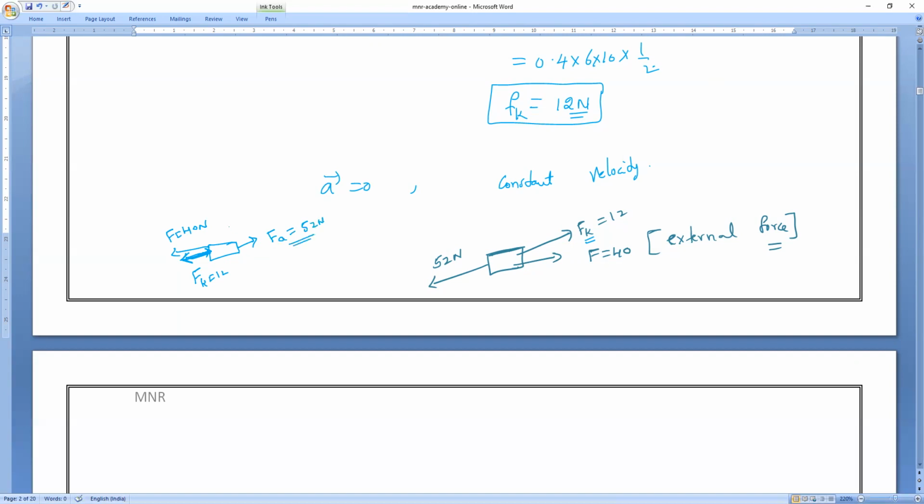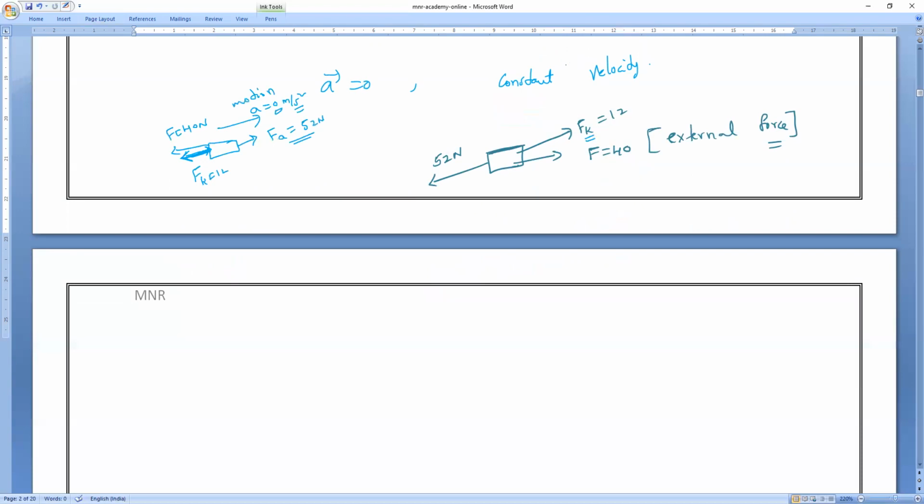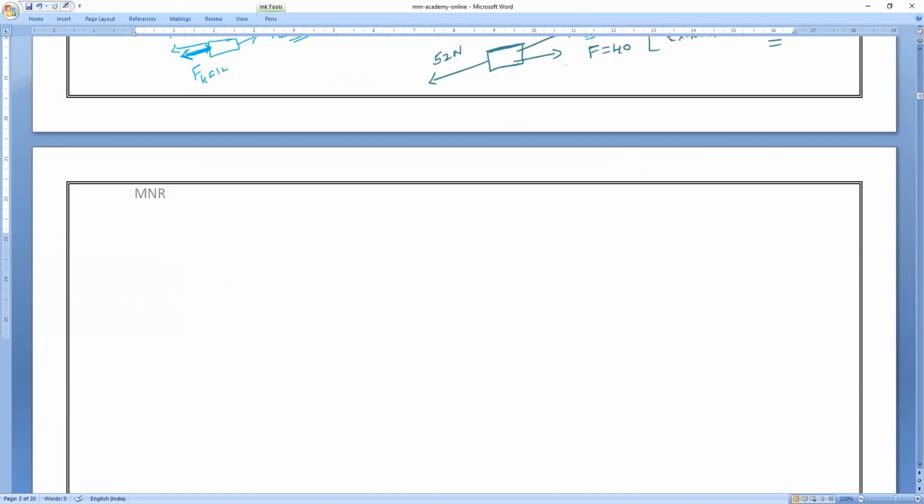52 newtons. So still the body is in motion, but there is no change in velocity. So that acceleration is equal to what, everybody? 0. Acceleration is equal to 0. Understand? This question is very, very important. Everybody clear? Yes, sir.